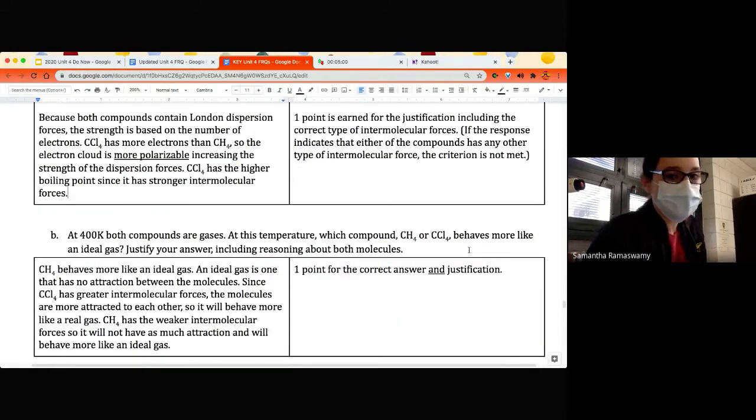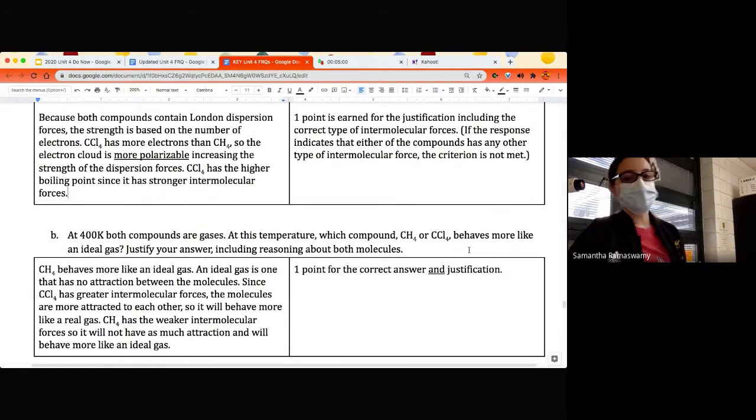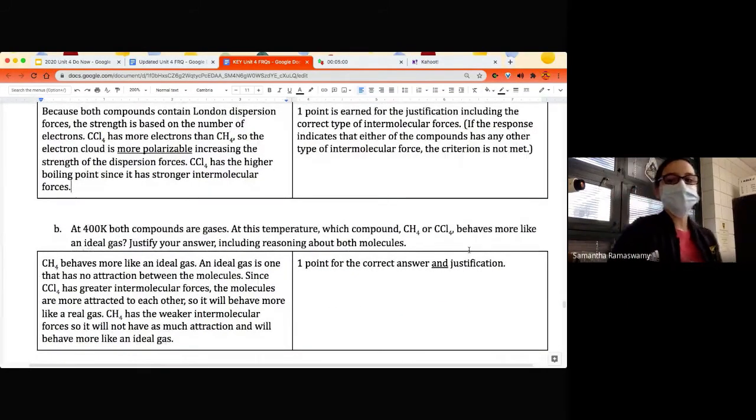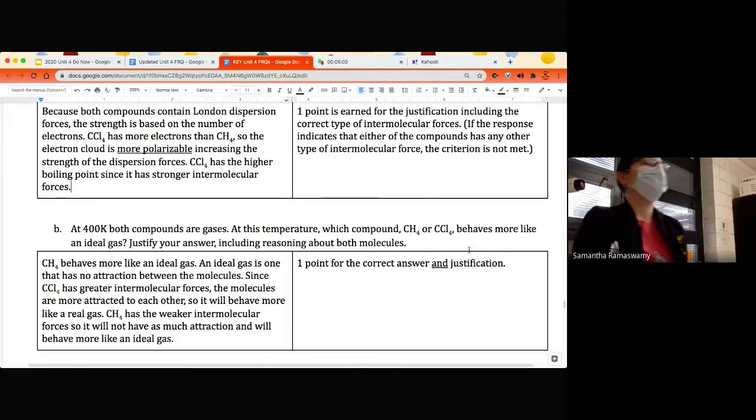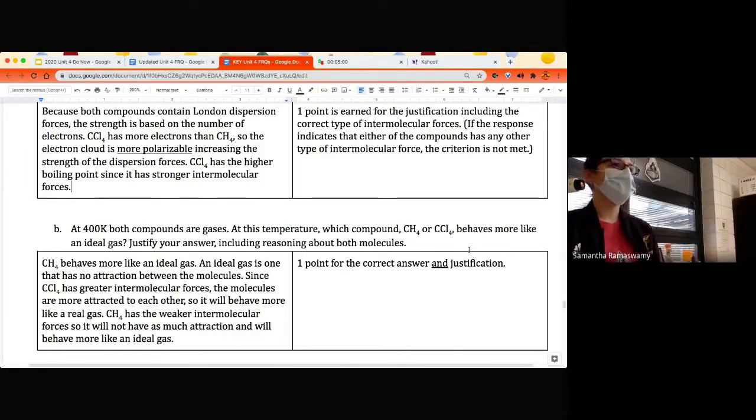So then part B: at 400 Kelvin, both compounds are gases. At this temperature, which compound behaves more like an ideal gas? Justify your answer, including reasoning about both molecules. So remember we talked about when a gas behaves ideally and when it behaves more as a real gas, and we talked about specific conditions like temperature and pressure. But these two gases are at the same set of conditions.